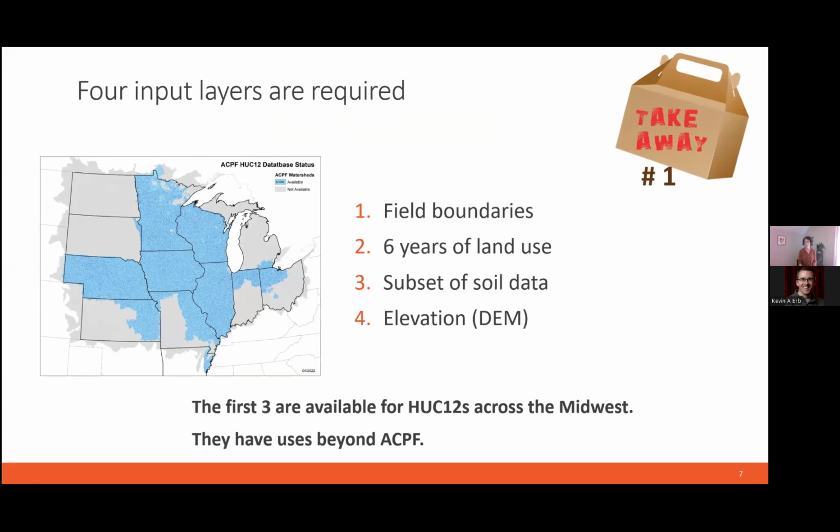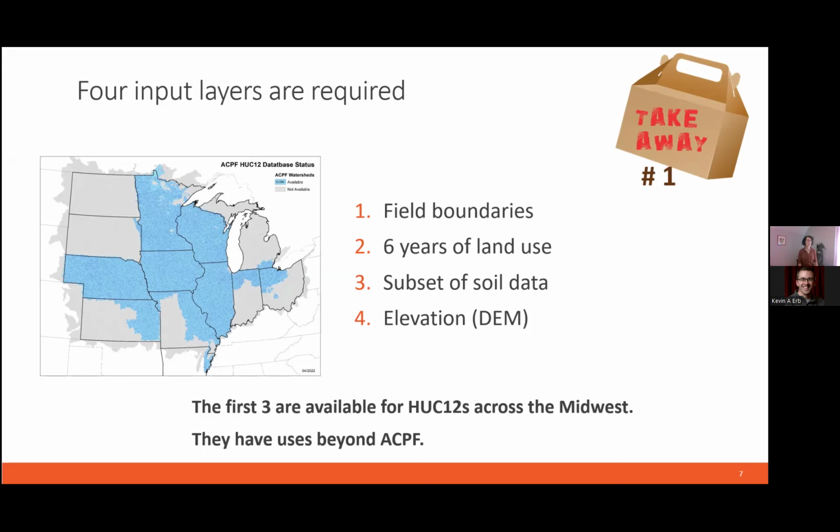So the first takeaway: there's 4 input layers that are required to use this tool. The first is the field boundaries. The second is the 6 years of land use data. Each field is characterized by, is this a corn-beans rotation, or is this continuous corn, or does it have a perennial mixed in the rotation? So that's why we need 6 years of history there.